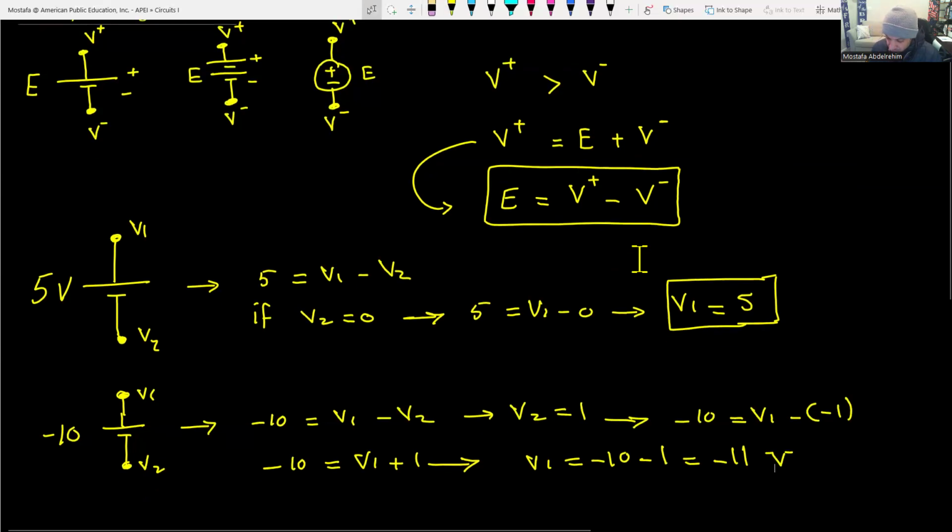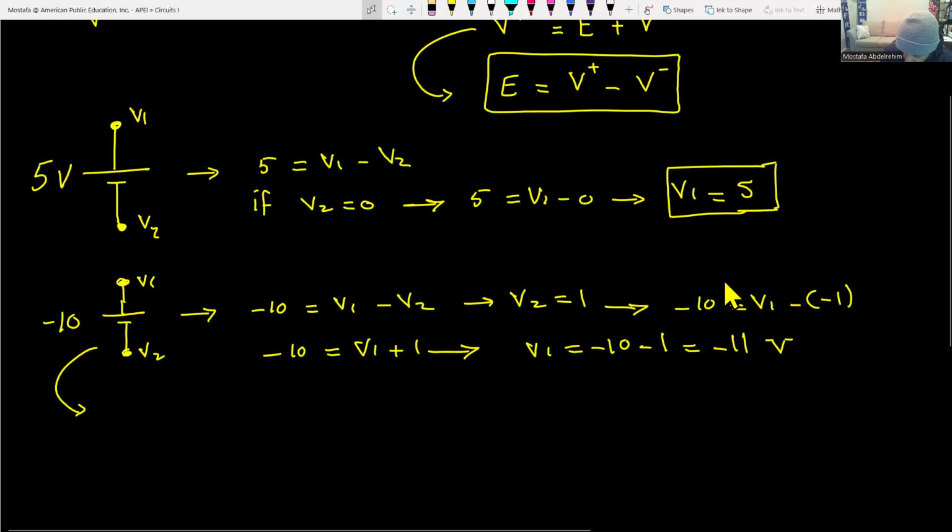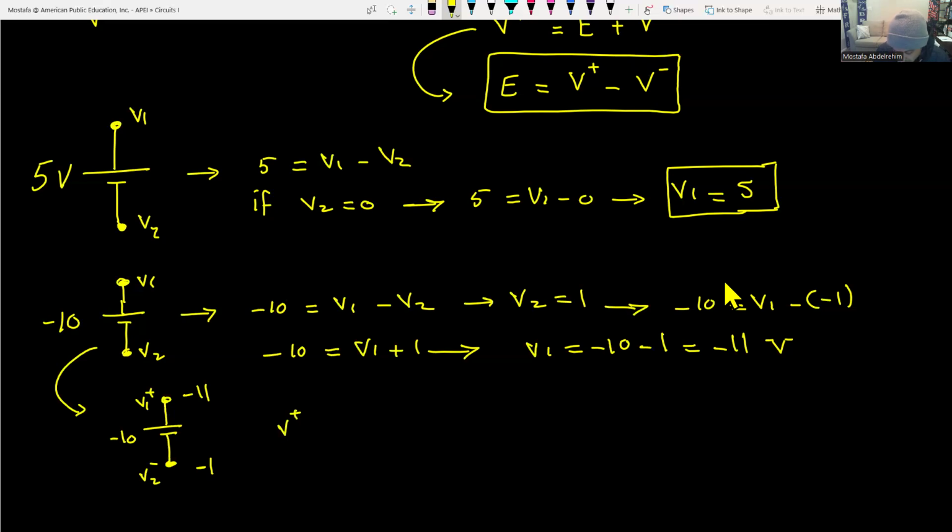Let's draw this. That means we can draw that in this way: minus 10, V1 is minus 11, and this is minus 1. Oh, if we look here, we're going to find something strange. I said V positive is always higher than V negative, right? Yes, and the same definition is still valid. Here, let's call this V1, this is V2, or V positive and V negative. It's still V positive higher than V negative by minus 10. That means it's actually lower, but in positive.